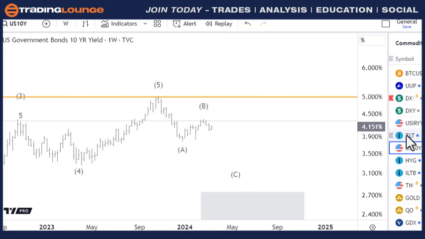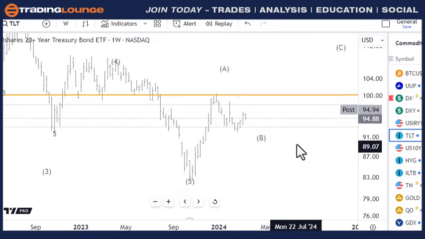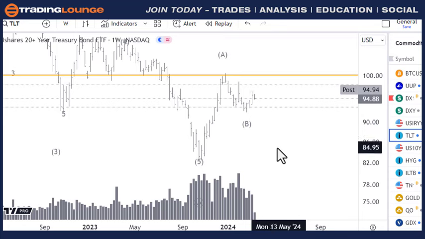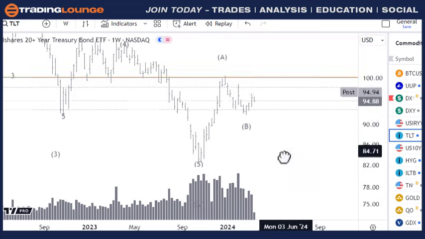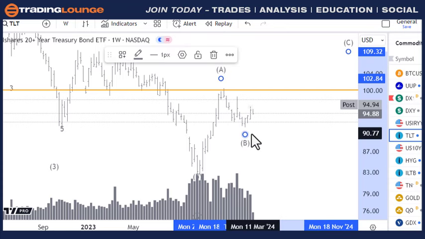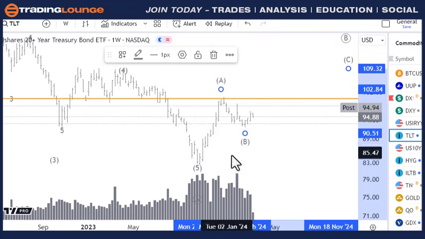And then we should be seeing the bonds in reverse, so the yields down, the dollar down, and the bonds up. With the bonds here on the weekly chart, we're looking at this being an A and a B and a C wave. We also don't have five waves up here yet either, so we can't confirm that this B wave is in play just yet. So we've still got to chill on that.